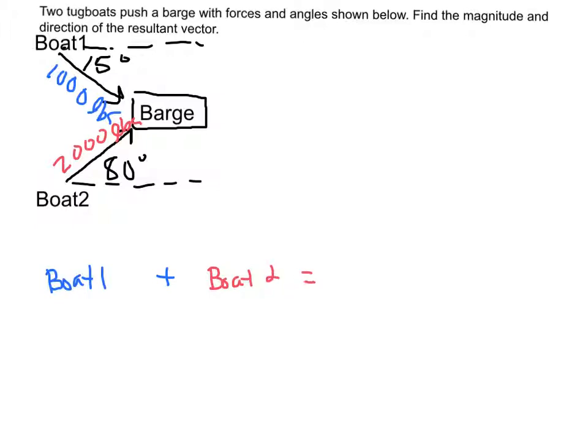And when we do that, we're going to get our resultant vector. So let's figure out the x and y components of boat 1, and then we'll add to it the x and y components of boat 2, and then we'll get our answer, or our resultant x and y components. So let's figure out the first one.